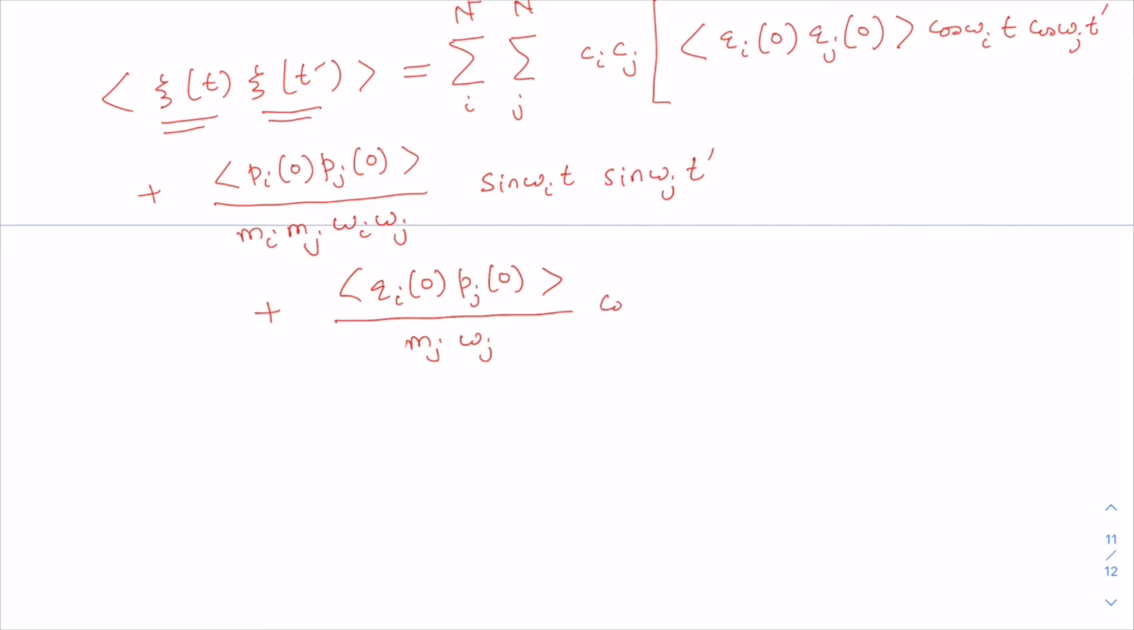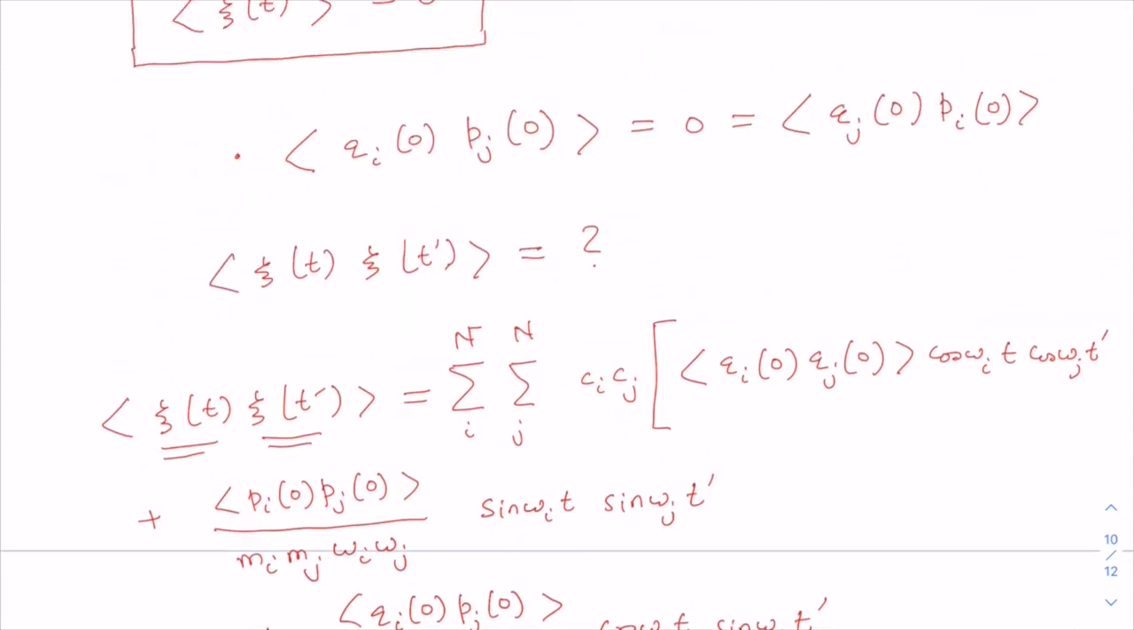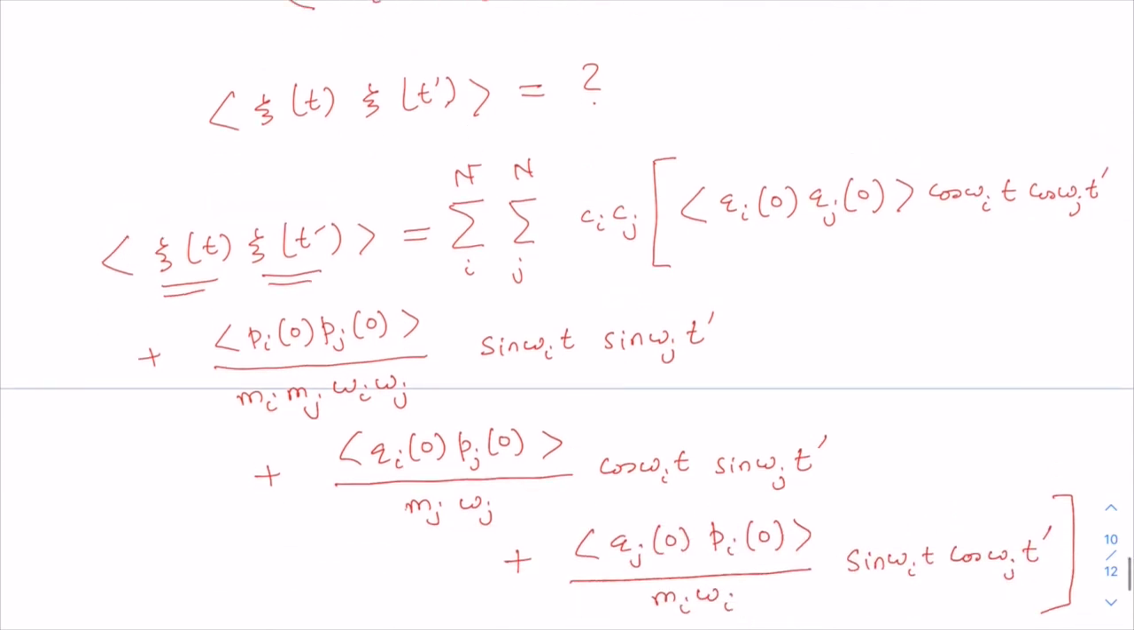p_j(0), and you have to take the average divided by m_j ω_j. Okay, and you have cos(ω_i t) sin(ω_j t'), plus the last term would be q_j(0) p_i(0), and take the average divided by m_i ω_i sin(ω_i t) cos(ω_j t'). So these are the terms you will have. Now already our life is simple because we know that this is equal to 0. So therefore this particular term would be 0, and similarly this will be 0. So we'll be left to just calculate this particular quantity and this particular quantity.